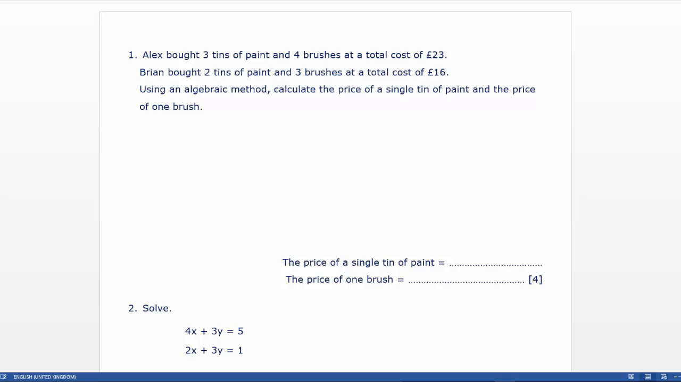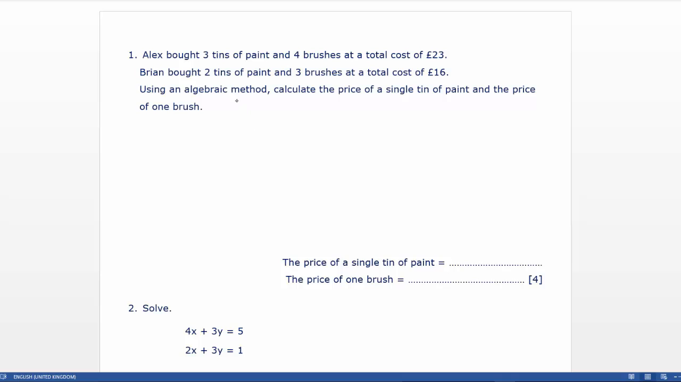It says Alex bought 3 tins of paint and 4 brushes at a total cost of £23. Brian bought 2 tins of paint and 3 brushes at a total cost of £16. Now it says using an algebraic method, calculate the price of a single tin of paint and the price of 1 brush. So what we're going to do, we're going to form 2 linear equations, and then we're going to solve to find out the cost of 1 tin and the cost of 1 brush using that method.